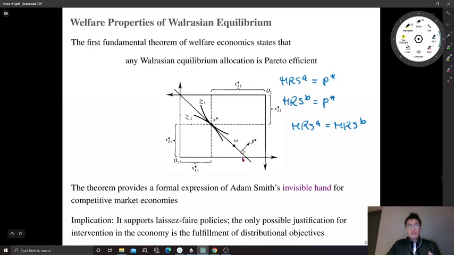So if the government has to intervene in the market, that is not for efficiency but for equality. The only possible justification for intervention is the fulfillment of distributional objectives. If the government has to intervene in the market, that's just for equality, not for efficiency. So in that sense, it supports laissez-faire policies.